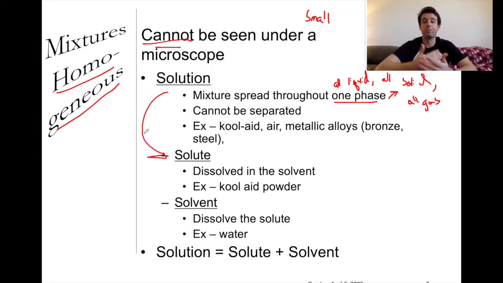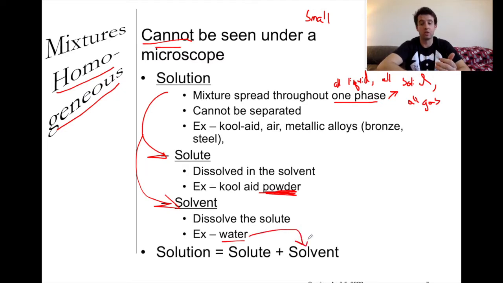Let's talk about them. Solute is the powder. So if you're dissolving something in water, the solute is the thing you're dissolving. If you look on the slide, it uses the example of Kool-Aid. In order to form Kool-Aid, you need water and you need Kool-Aid powder. Those are the two things you need. Kool-Aid powder would be the solute. Water is the solvent.